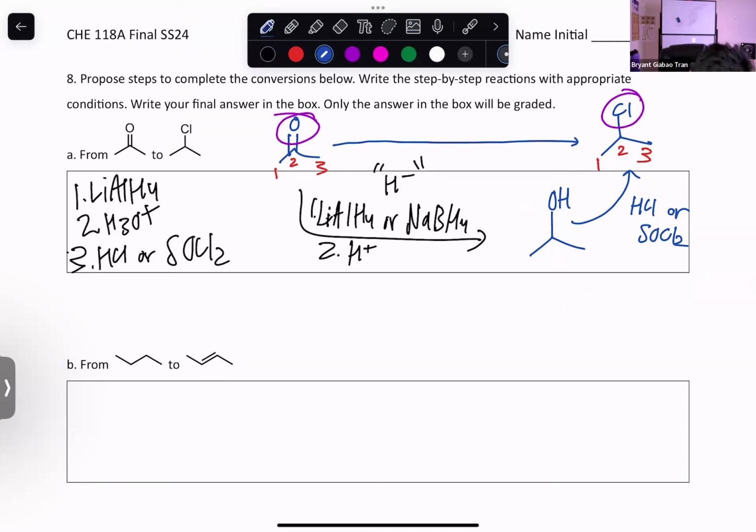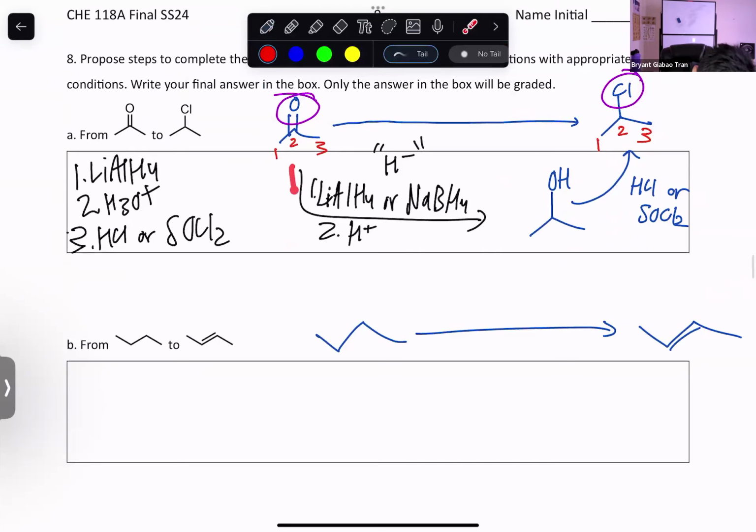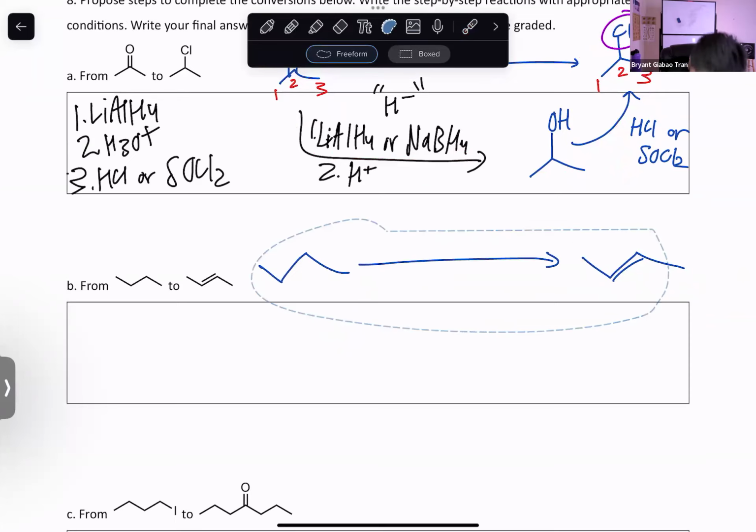Right. But if you guys are taking leave-ins for 118B next quarter, the format you see synthesis problems is this. The reactant, long arrow to the product right there. And then draw the intermediate arrows that will transform this reactant into that product right there. Right. So let's do the same process.